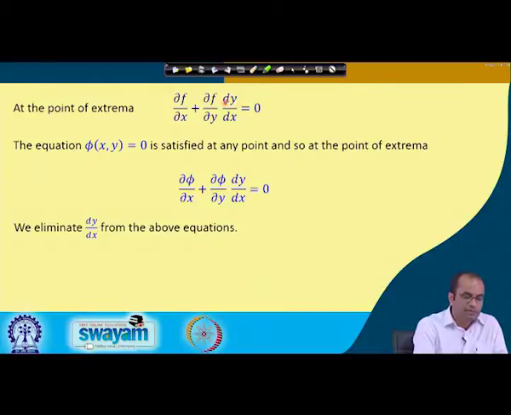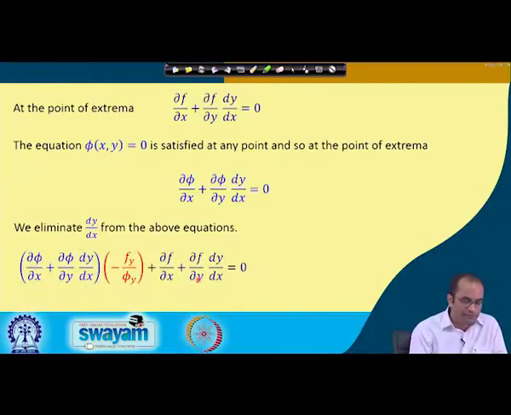Now we will try to eliminate the dy/dx term from these two equations, and have everything in terms of partial derivatives. Here we have del phi/del x plus del phi/del y, the left hand side of the second equation, which we multiply by minus f_y over phi_y. The idea is that phi_y and phi_y will cancel, and we have, with the minus sign, dy/dx and del f/del y, and here we have del f/del y and dy/dx.